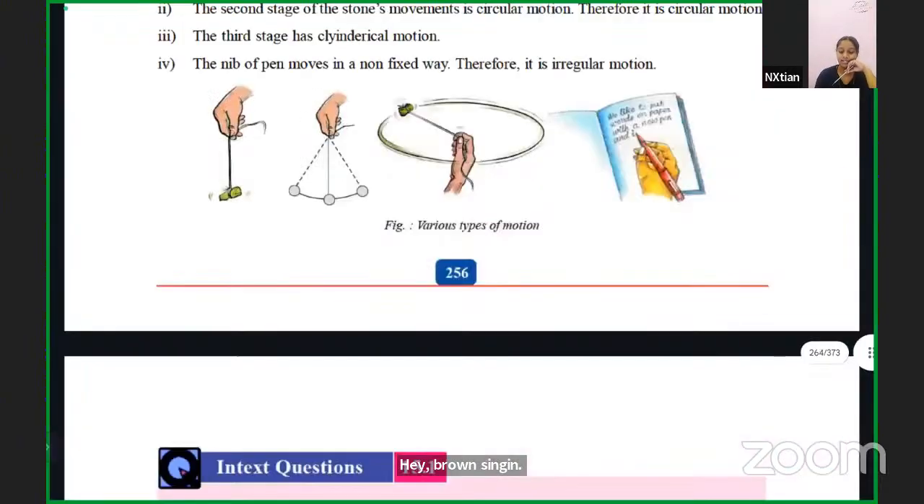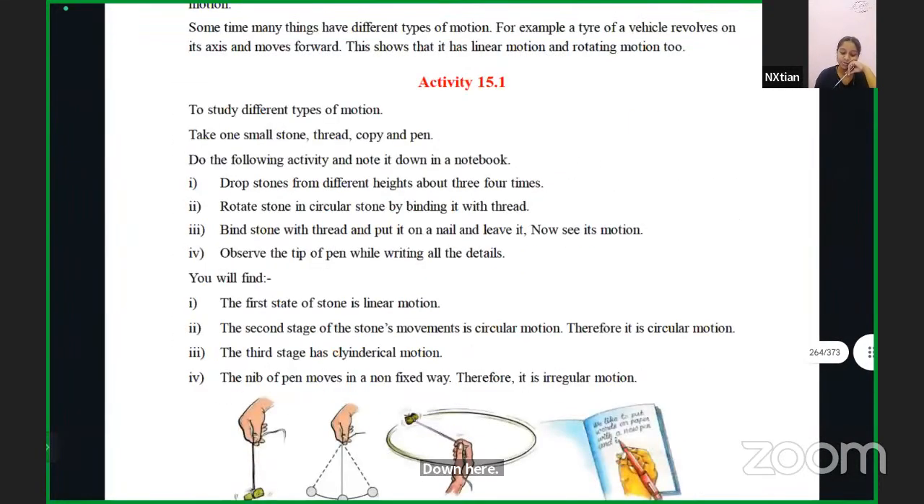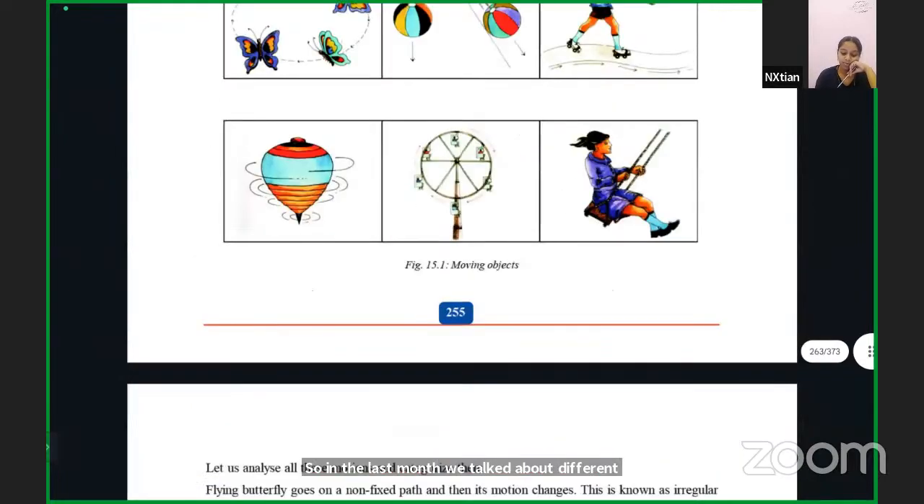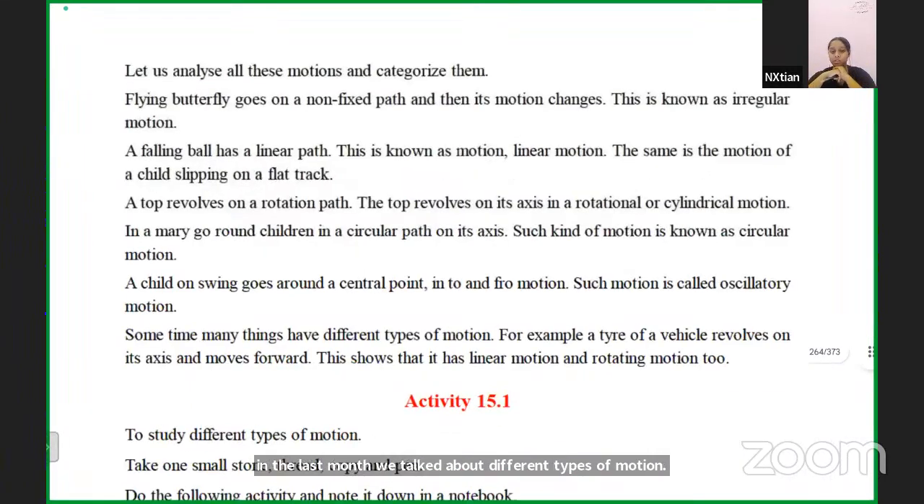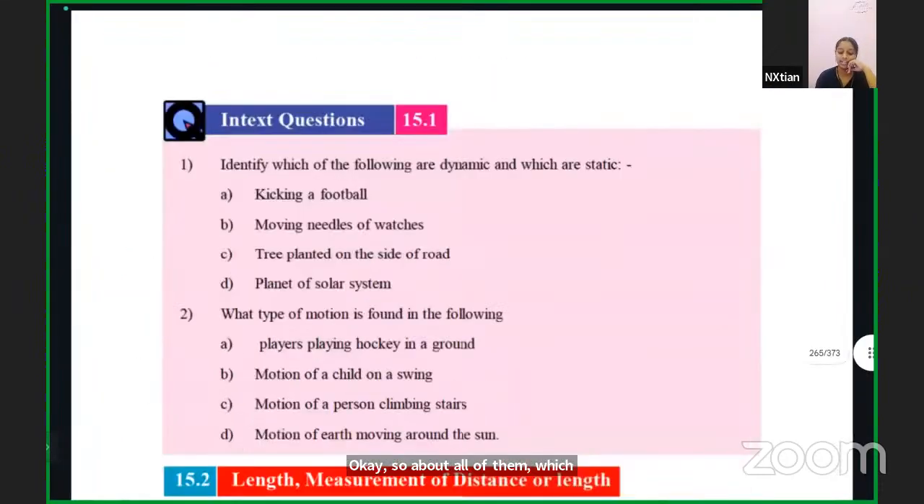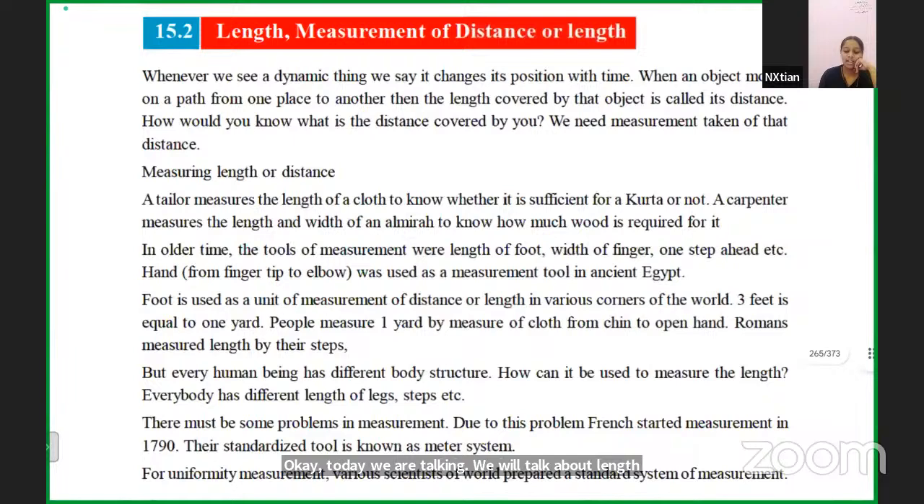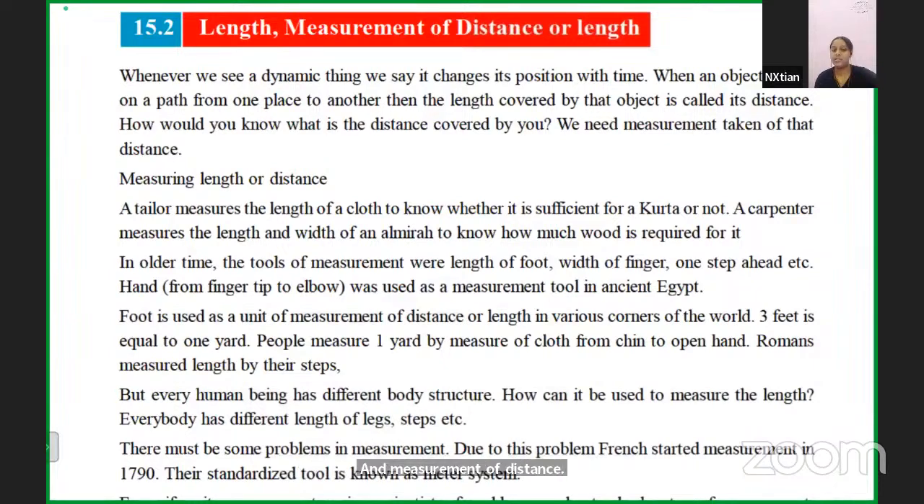Okay. So in the last class, we talked about different types of motion, such as irregular motion, linear motion, rotational motion, circular motion, oscillatory motion. We saw all of them. We talked about things that are moving and things that are static. Today we will talk about length and measurement of distance.